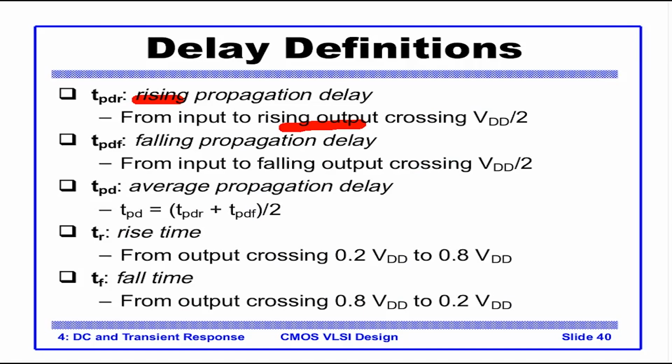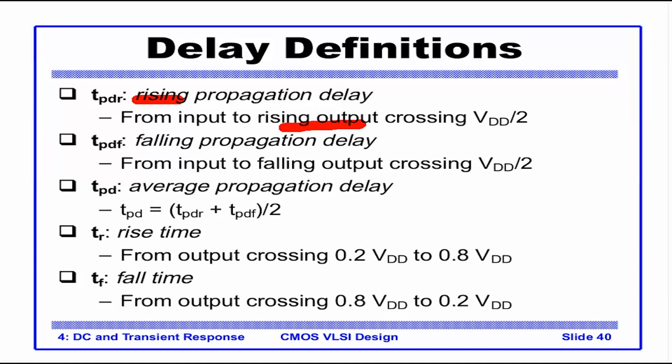TPDF is falling propagation delay from input to falling output. TPD is nothing but the average of both. TR is from output crossing 0.2 VDD to 0.8 VDD. This is the transition time for the output. This is a 20-80% limit, so 0.2 VDD to 0.8 VDD. Again, fall time is from 0.8 VDD to 0.2 VDD.